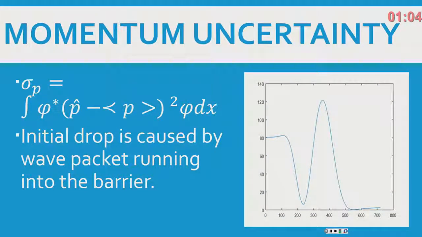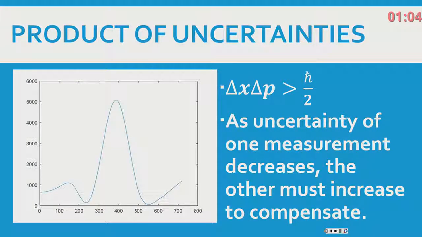And here we have momentum. It follows much of the same principles. The drop here is about when it hits the barrier, so that's when we have a better idea of where it is, and then it shoots back up, and back down again afterwards. And we have the product of the two, which must always be at least greater than h bar over 2. So if we know everything about one of them, we know nothing about the other.